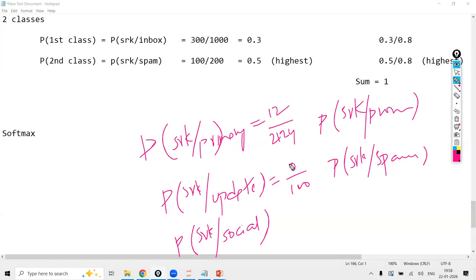Understood or not? The logic. Yes or no? Everyone, please confirm. So even if it is 2 classes, 10 classes, or even 20 classes, for each class calculate the probability. That is only Bayes theorem.